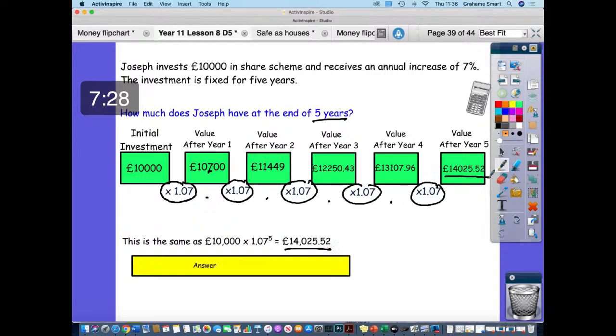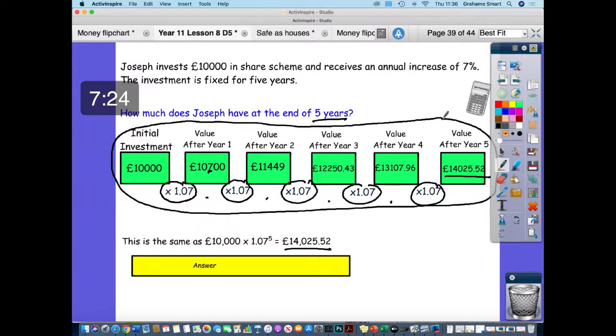So why am I focused on doing this? Well, what happens if the interest rate isn't fixed? What about if it changes? What about if it's not the same from year to year? Could you just do 1.07 to the power 5? No, you couldn't. So you need to know both strategies and not just rely on the formula.